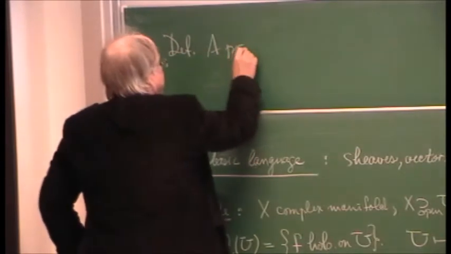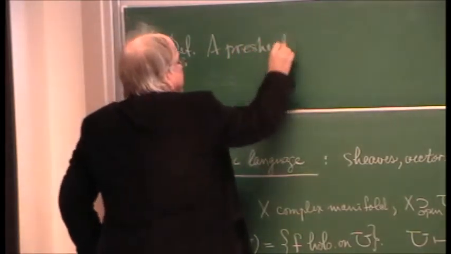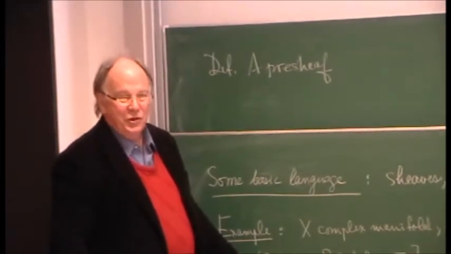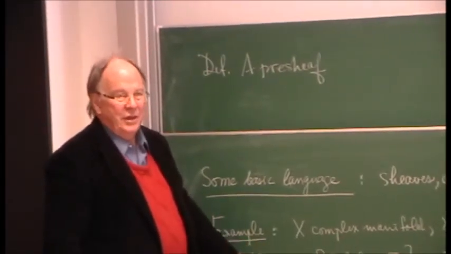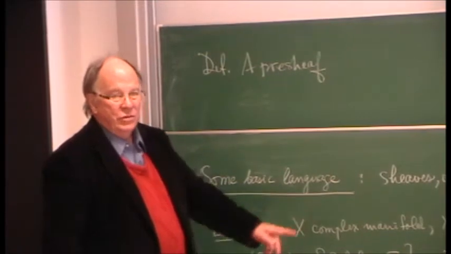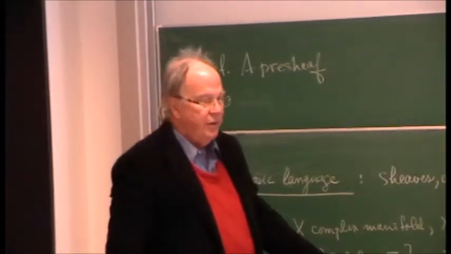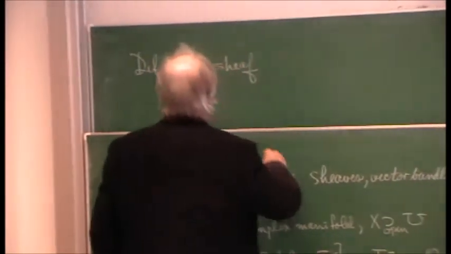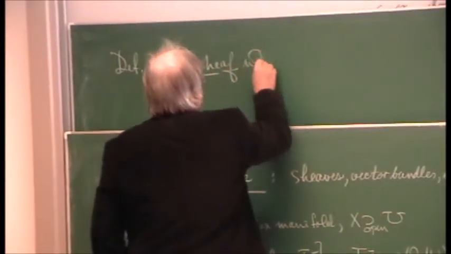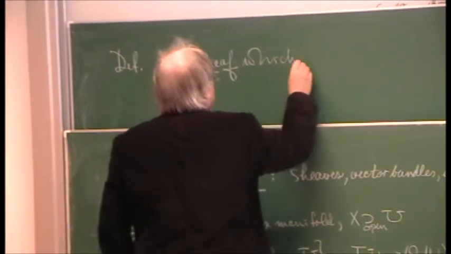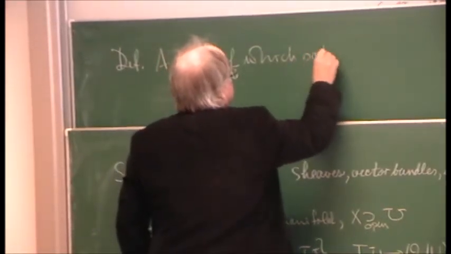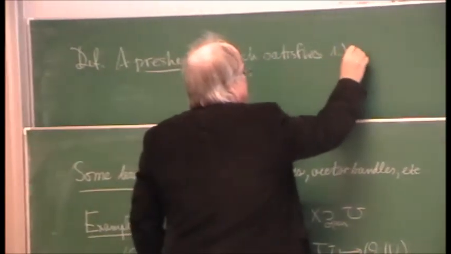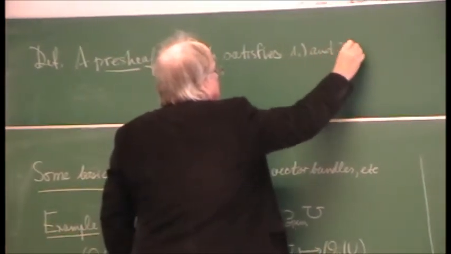Pre-sheaf. I didn't even define pre-sheaf, but I gave you an example of a pre-sheaf with the functions here. Right? It's a functor from the category of open sets to, say, abelian groups, not necessarily abelian groups, to groups or something like this. Some algebraic structure. A pre-sheaf which satisfies axioms 1 and 2 is called a sheaf.